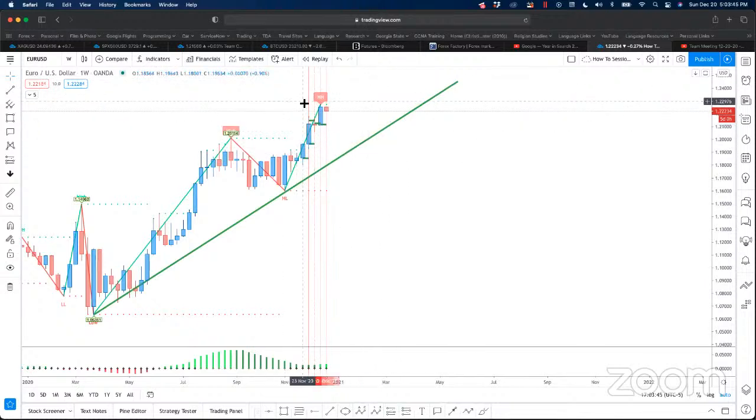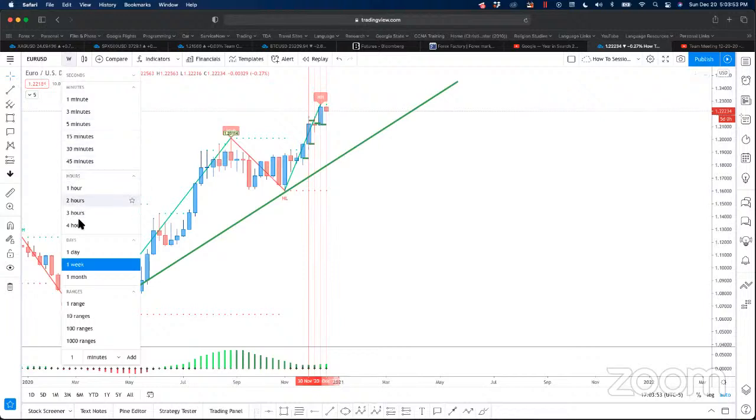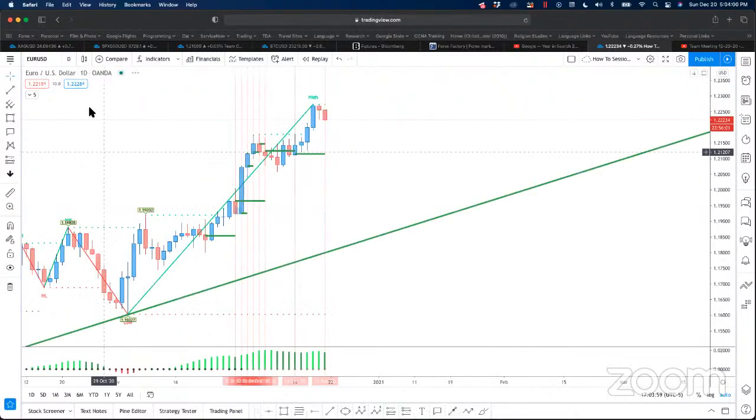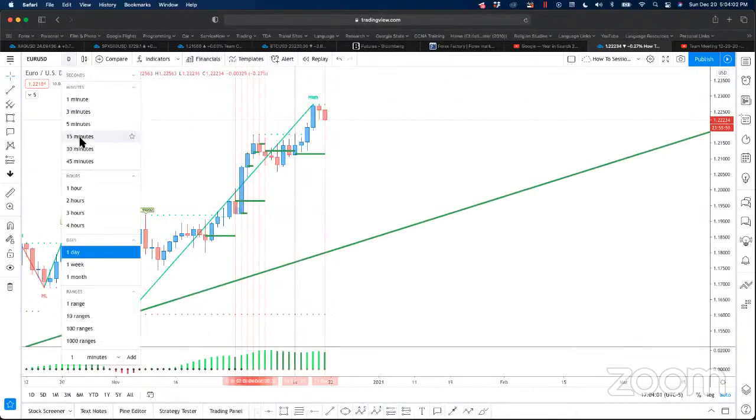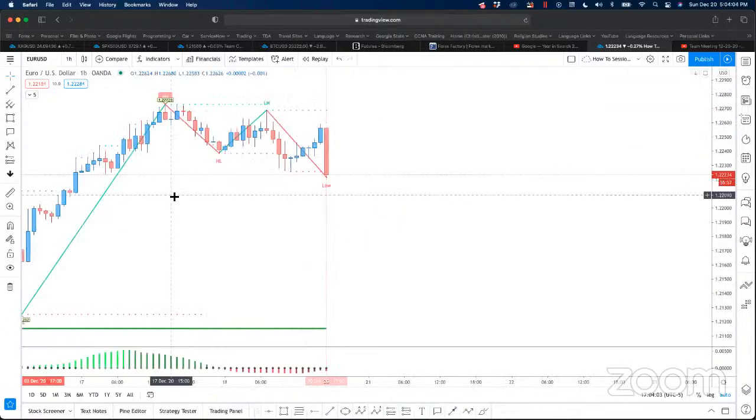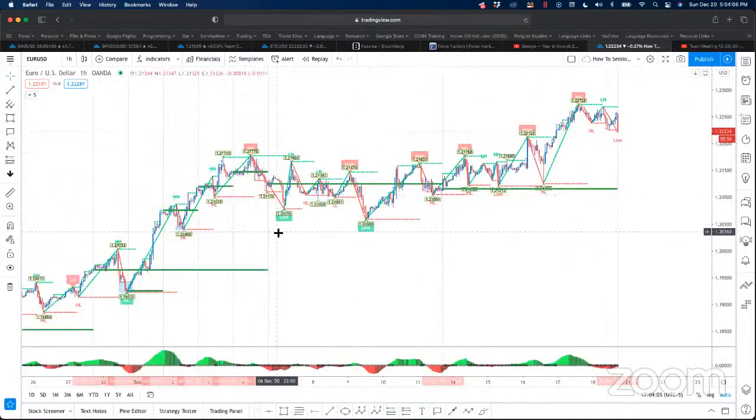You get your levels, you get your direction, but then you also need to come down and break it apart, like we just did over here. Break it apart so that you get a better picture of how it gets to where it's trying to go.